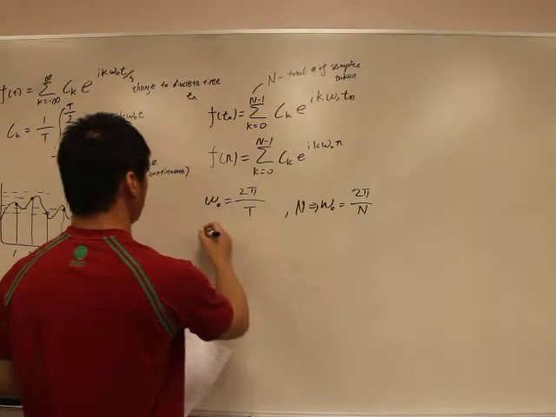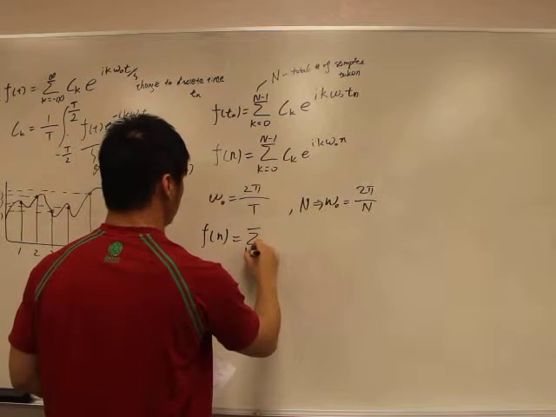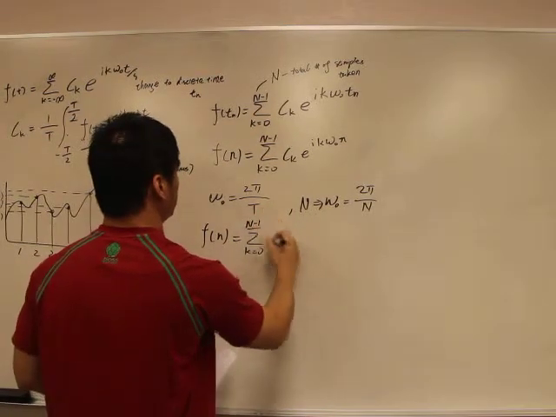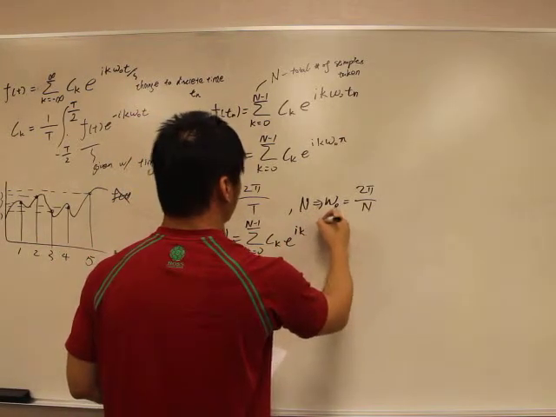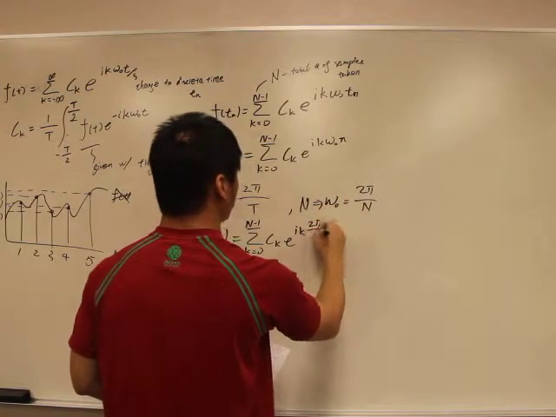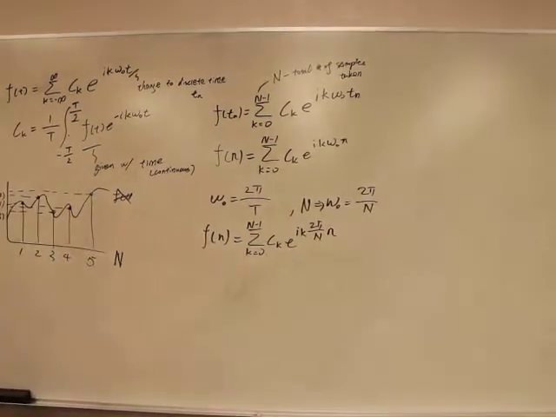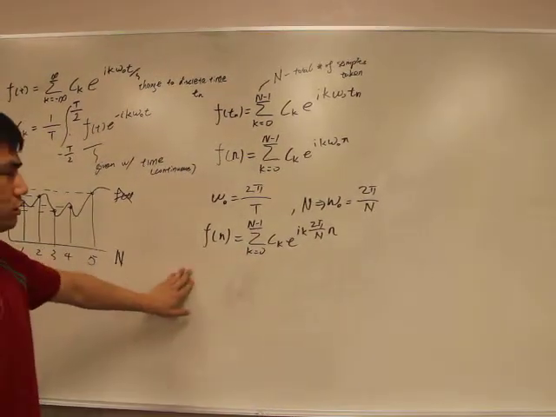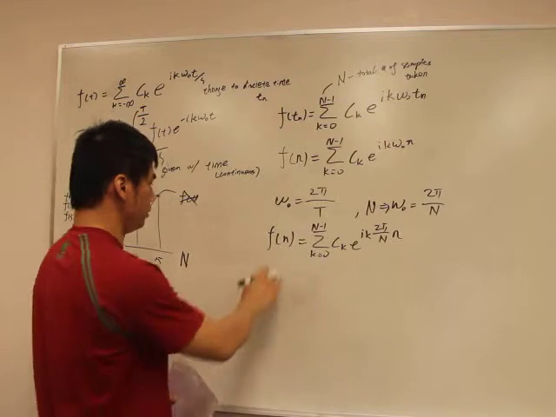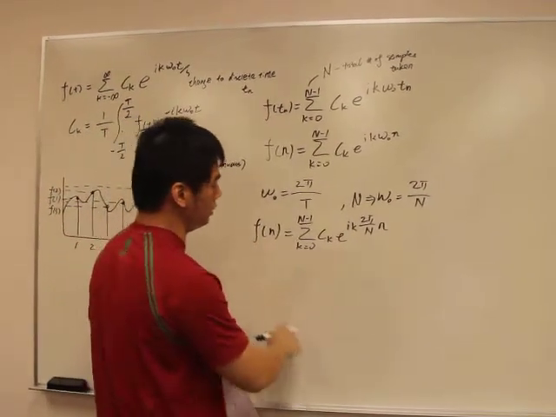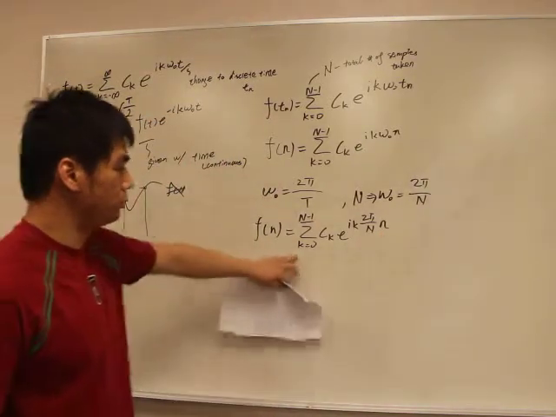So with that, we can substitute into the series. Omega becomes 2 pi over N times small n. So now here we have this. All the variables are in terms of discrete. This is the sample number, and this is the total number of samples, but we have k. The summation is over k.